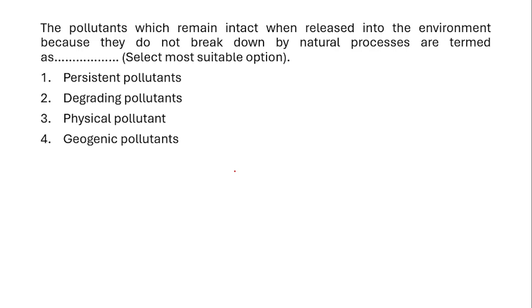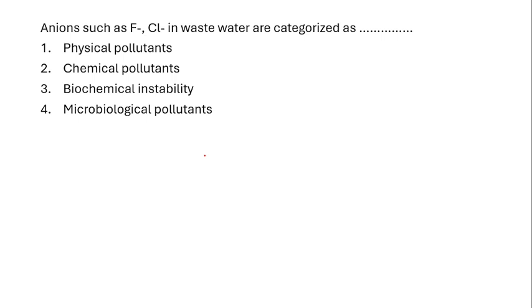Next is, pollutants which remain intact when released into the environment because they do not break down by natural processes are termed as dash. Anyone know the answer? So these are persistent pollutants. This is the pollutant which is going to remain intact. Intact means it cannot be broken down. So the answer is persistent pollutant.